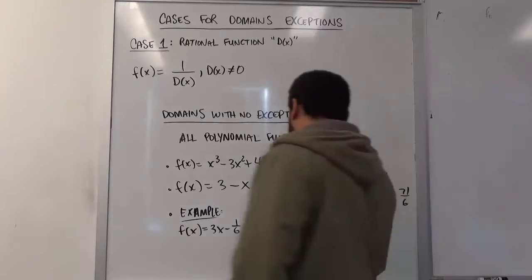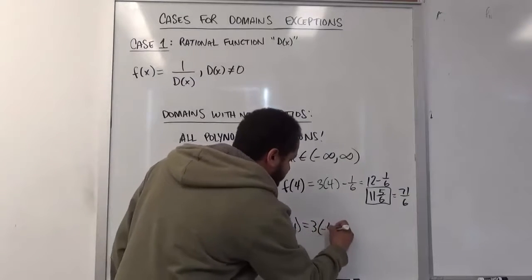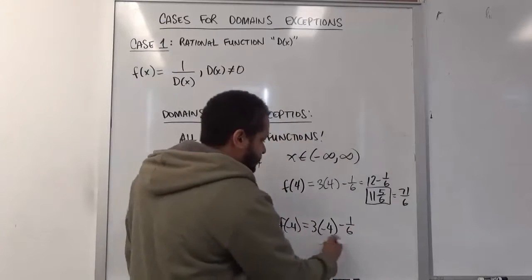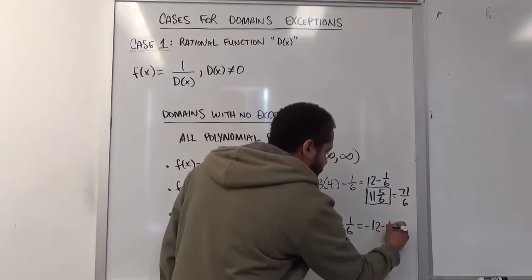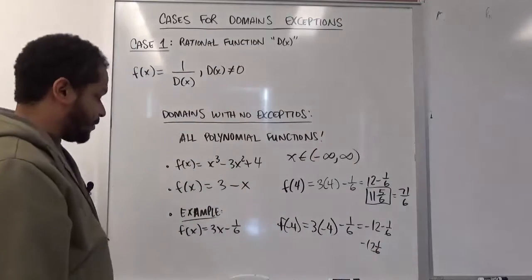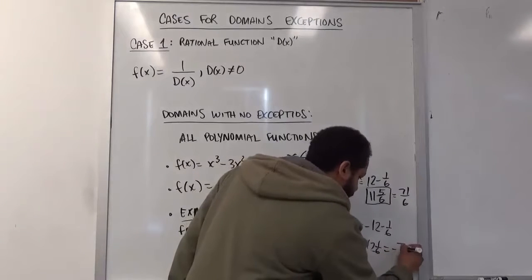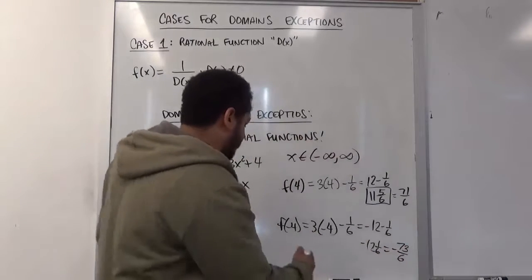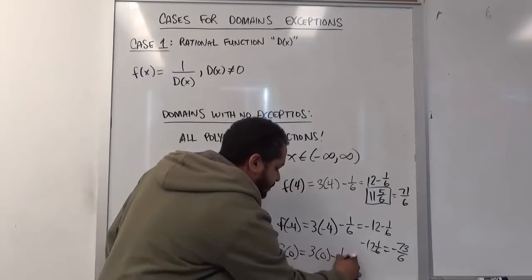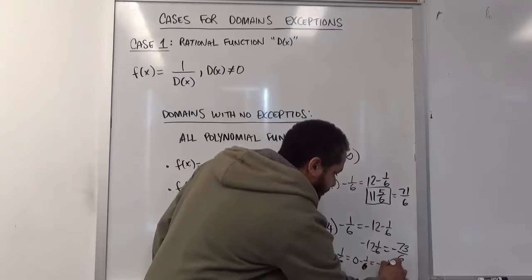Now, moving on, let's try a negative number to see if it works the same on the negative side. f of negative 4 would be 3 times negative 4 minus 1/6. This becomes negative 12 minus 1/6, which is negative 12 and 1/6. If we made this an improper fraction, it would give us negative 73/6. We can even insert the 0 in here. We get 3 times 0 minus 1/6, which is 0 minus 1/6, which produces the value of just negative 1/6.